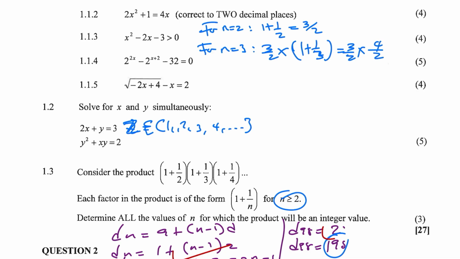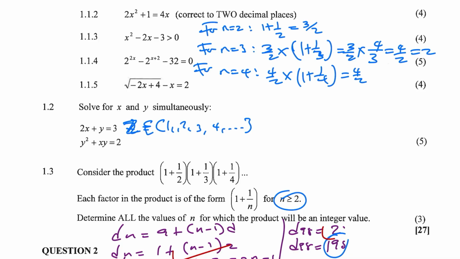1 plus 1 over 3 is 4 over 3. If you multiply this, of course, the 3s will cancel, and the 4 over 2 is 2. So you have 4 over 2, which is 2. Now for n equal to 4, you have 2 times 1 plus 1 over 4. Punching your calculator, you get 5 over 4, which gives 5 over 2.